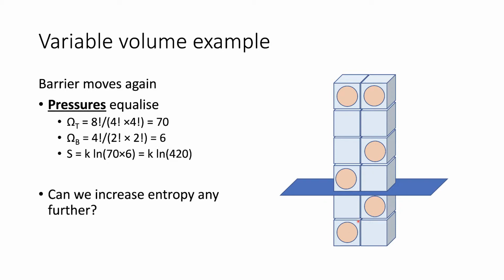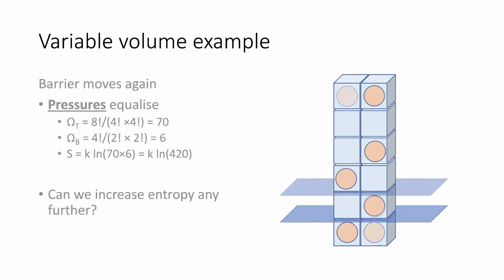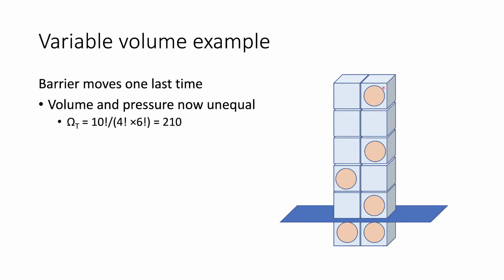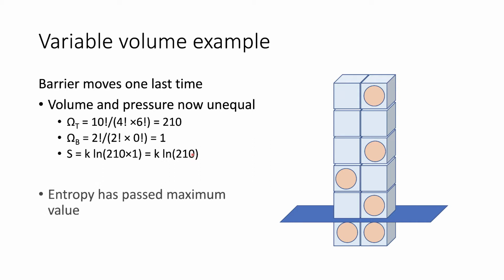Now, can we increase that entropy any further? So let's allow the barrier to move down one last time. Now we have unequal volume and pressure between the two. So we calculate the entropy at the top. Again, the entropy is increased to 210. But now at the bottom, there's only one way of organizing the system. So we see a net decrease in the entropy. We have a log of 210 overall. So that net decrease shows that we've passed the maximum value for our entropy for that system. And this results in the barrier being pushed back up to the previous setting.